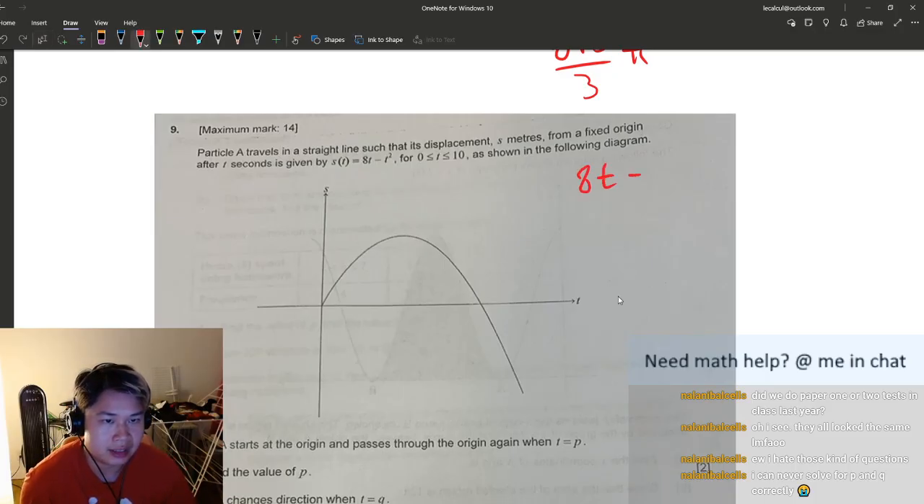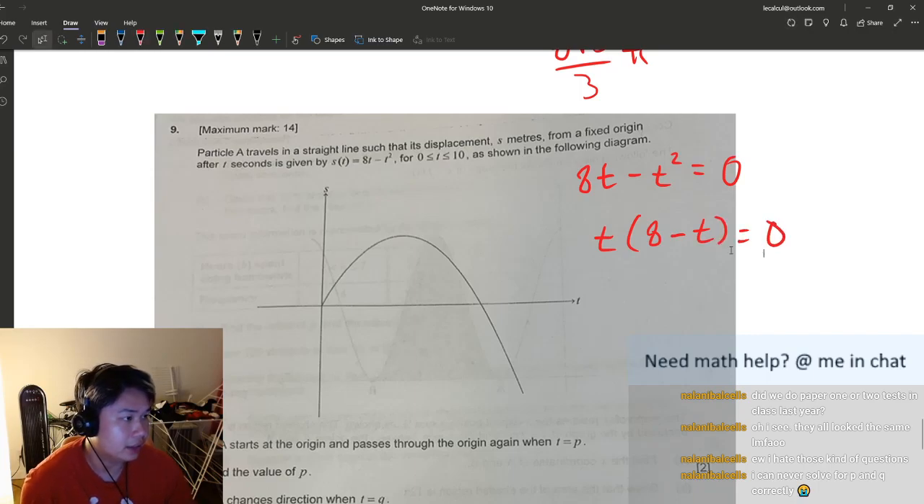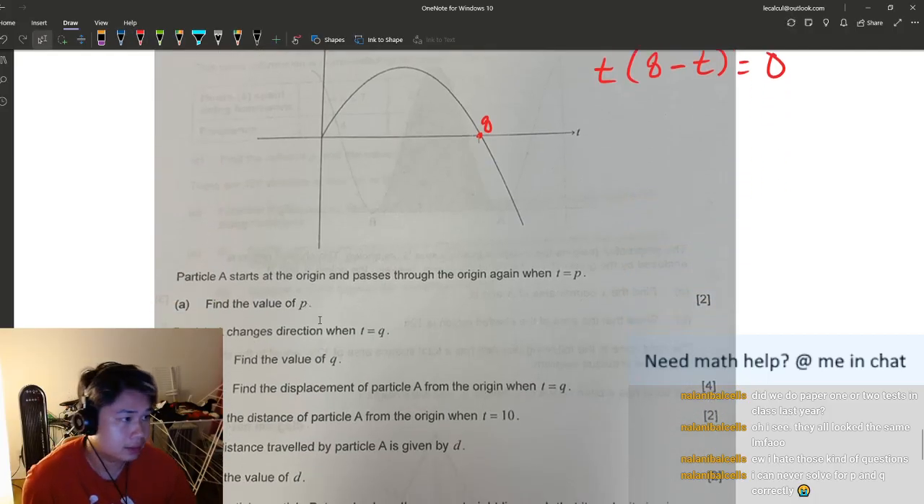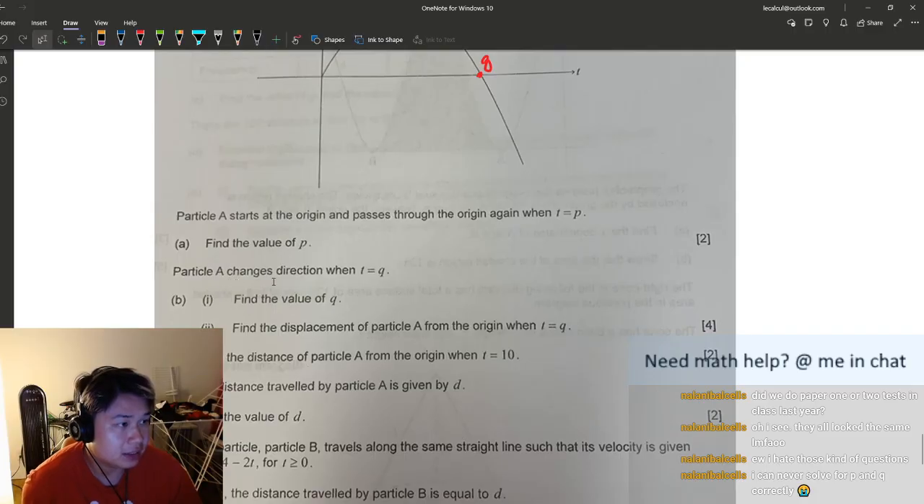Here's our function, 8t minus t squared, and we find out when it is equal to 0. You can kind of clearly see it, but let's just factor this out. Either this function will be equal to 0 at t equals 0, because then this is 0, or when t is 8, over here. So p equals 8. And then particle A changes direction when t equals q. Find the value of q.